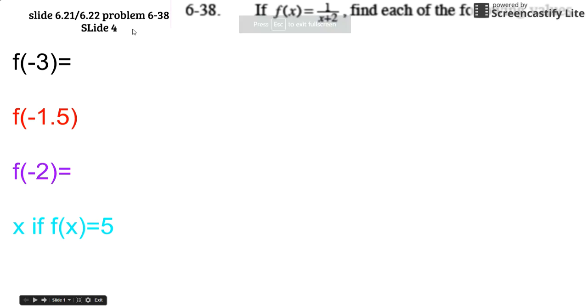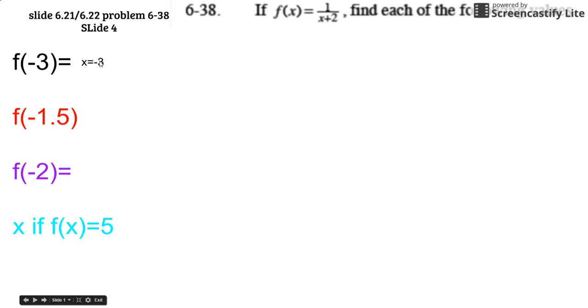I'm going to be showing you how to do slide 6.21/6.22, problem 6-38, and it's on slide 4. So this pretty much is going to teach you how to do functions. So the first function is the function of -3.